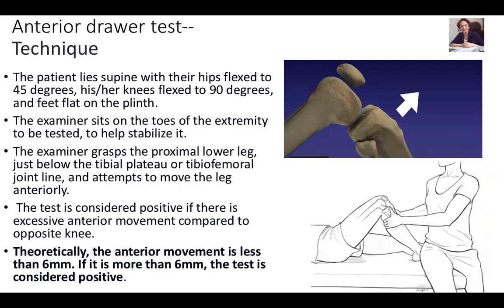Now how do you do it? Here you can see the patient is lying on the surface, the knee joint is flexed 90 degrees and the foot is flat on the bed. The examiner sits on the toes of the patient to stabilize the leg. Then he holds the lower leg just below the knee joint, and now he will pull it anteriorly in this direction. Normally this movement is prevented. If the tibia is pulled anteriorly, the femur will go posteriorly. So this movement is just 6 millimeters. If this movement is more than 6 millimeters, that means the anterior cruciate ligament is either damaged or loose.